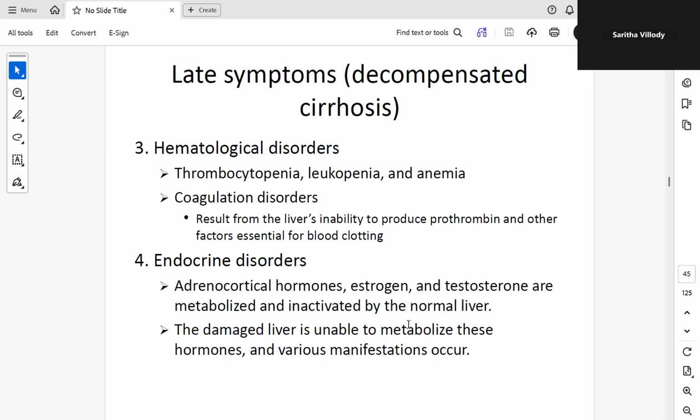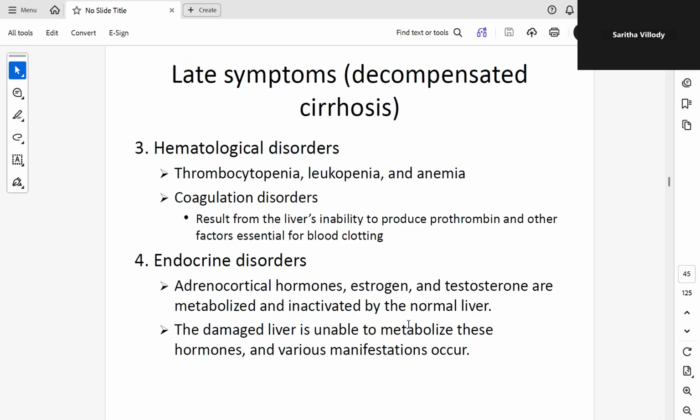Hematological changes, you usually see thrombocytopenia, leukopenia, and anemia. Thrombocytopenia is because thrombopoietin is produced by the liver, so the liver cannot produce enough thrombopoietin. So it causes thrombocytopenia. Anemia is usually a result of inadequate red blood cell production because of poor diet or poor absorption, deficiency of folic acid, etc.